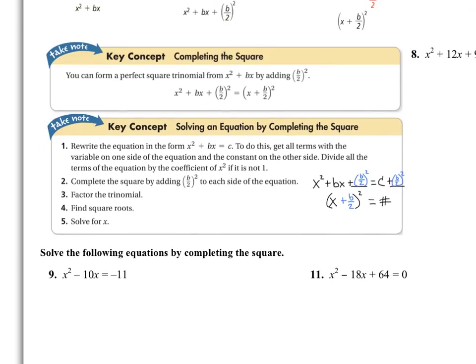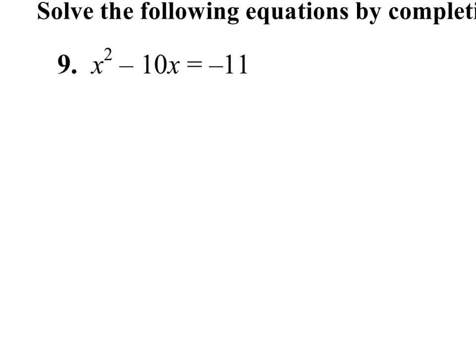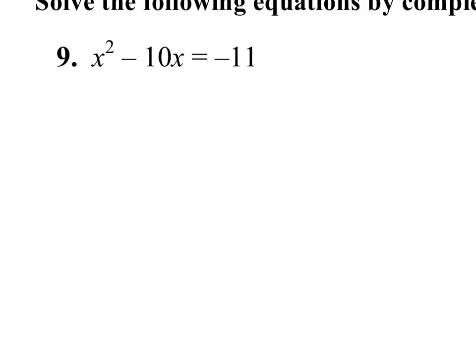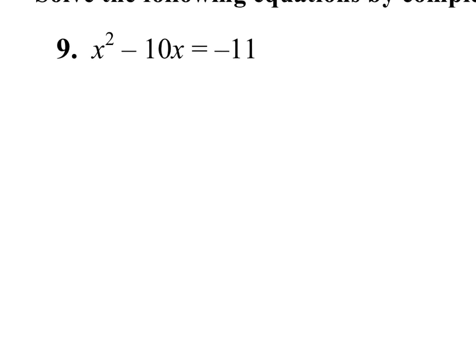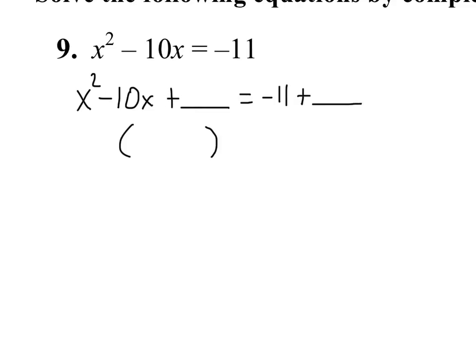Okay, let's take a look at number 9. So, looking at number 9, I'm going to rewrite this because they don't give me any space to put in my own constant. So I'm going to go ahead and say I have x squared minus 10x plus blank equals negative 11 plus blank. I'm also going to show my work as far as the next line where I'm factoring. So I'm always going to have that set up. Anytime I'm doing completing the square, I have that set up.